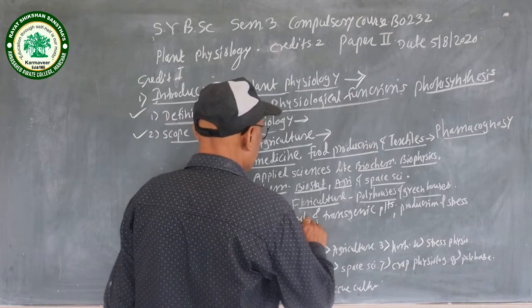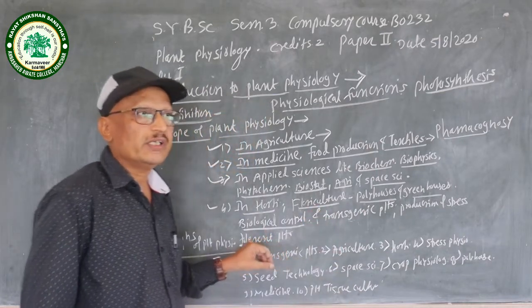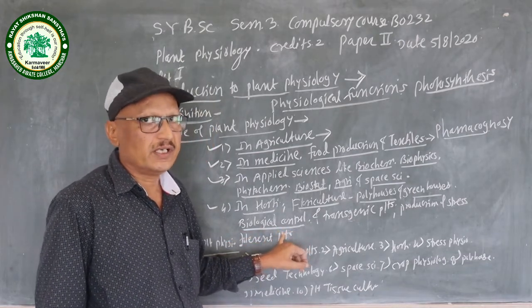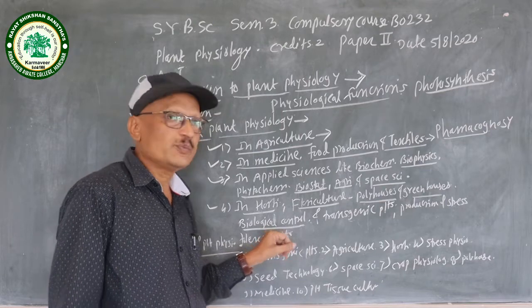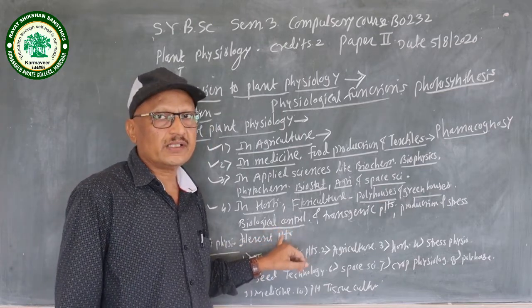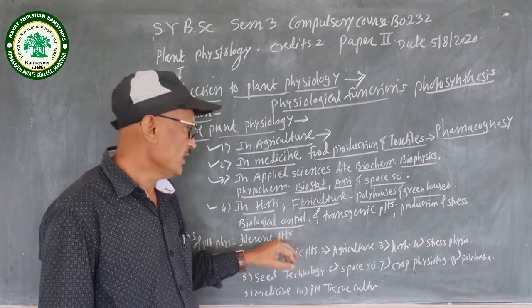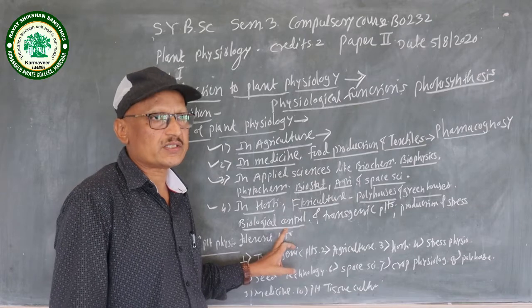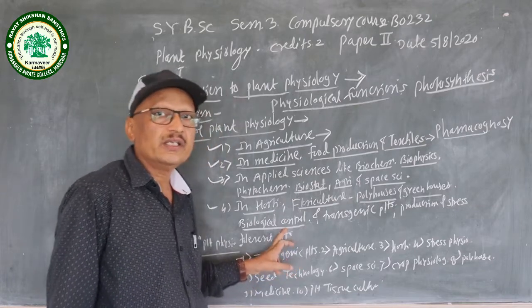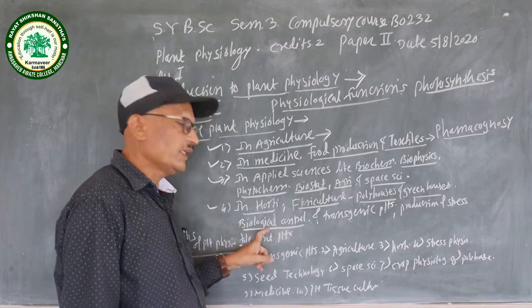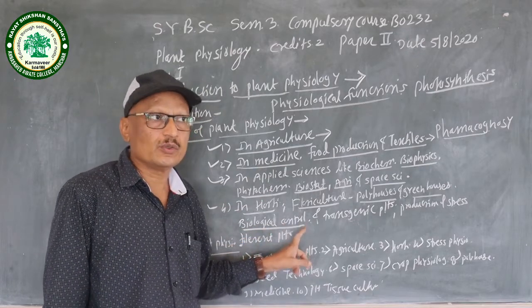Secondly, in biological control. In modern agriculture, there are a number of insect pests and diseases. Especially the diseases are fungal diseases, bacterial diseases and viral diseases. In the case of pests, there are various insect pests. They are recurrent on the crops. And here plant physiology has great scope in biological control.